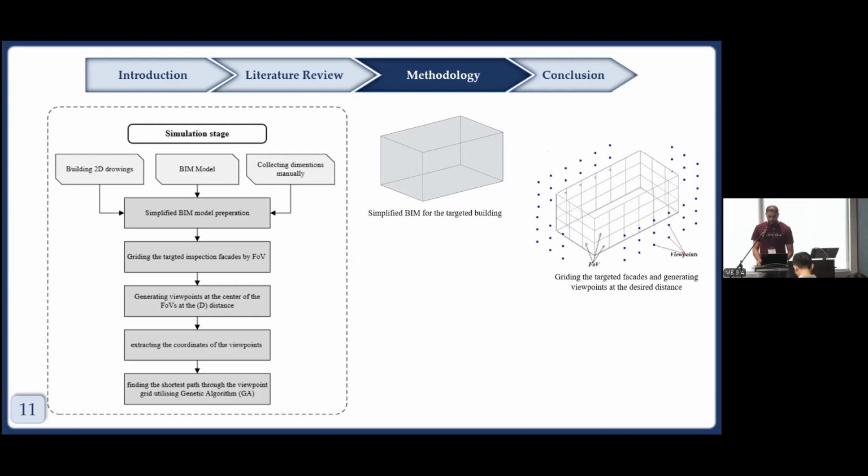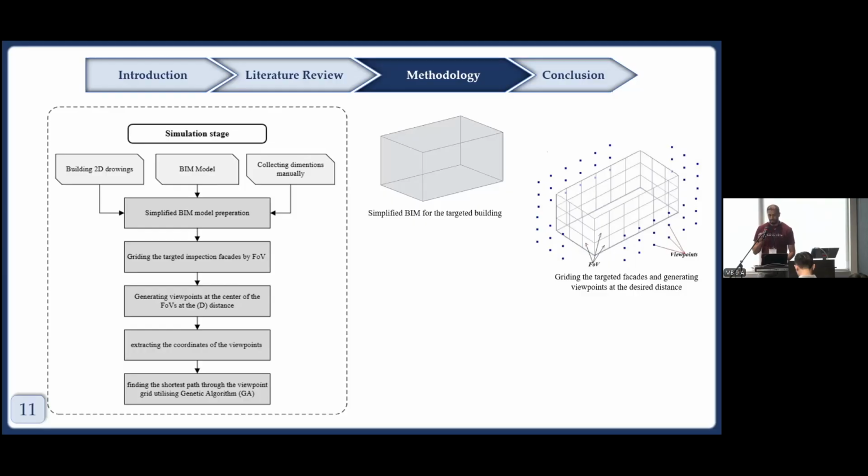After we simplify and have a clean BIM model, we grid the targeted facades of the building with the field of view calculated from the planning stage. This grid can be done in many ways. In this proposed framework, it has been done automatically through Dynamo. After we grid the facades with the calculated field of view, we generate viewpoints at the center of each field of view.